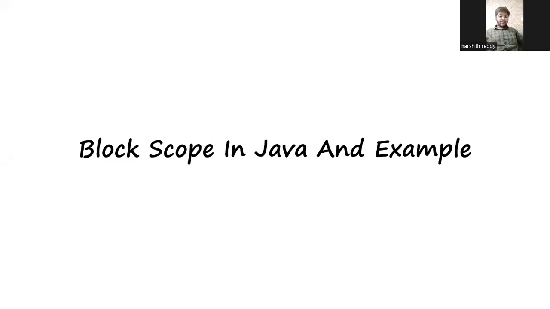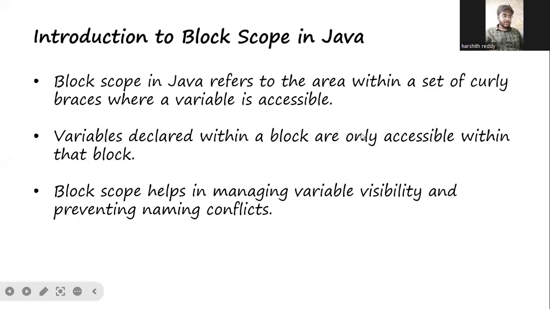Today I am here to explain block scope in Java. Block scope in Java refers to the area within a set of curly braces where our variables are accessible. It means variables declared within a block are only accessible within that block. Block scope helps in managing variable visibility and preventing naming conflicts.